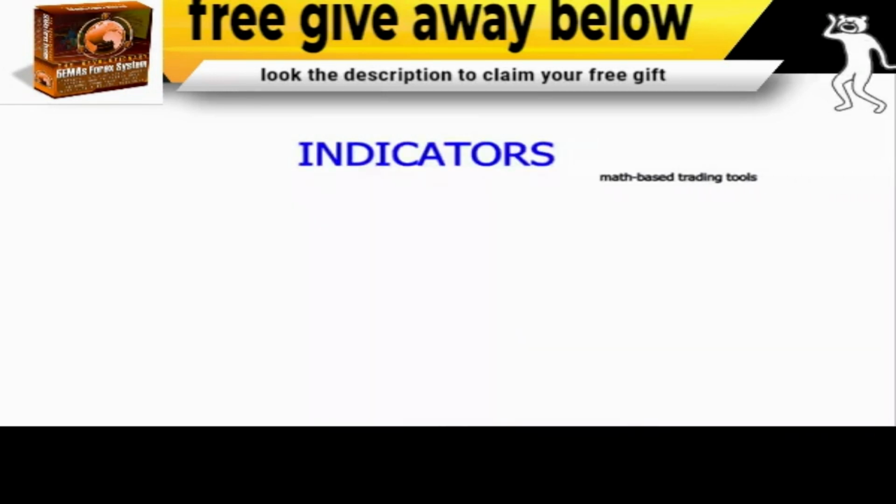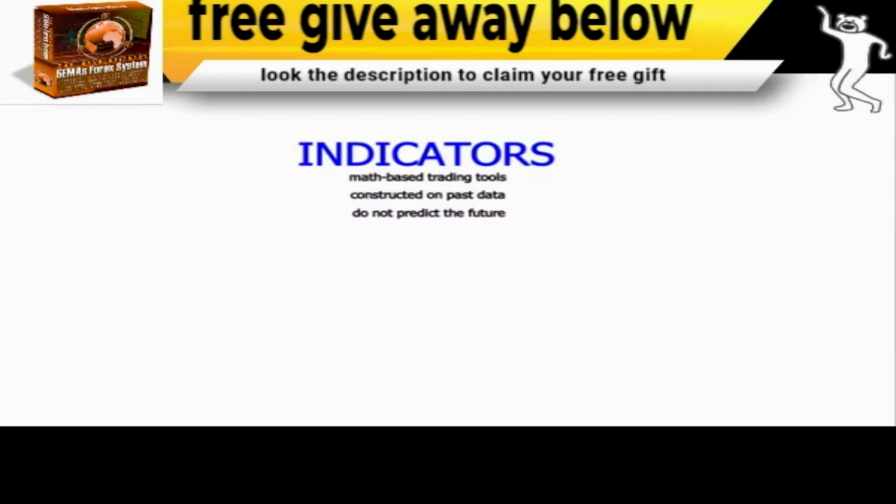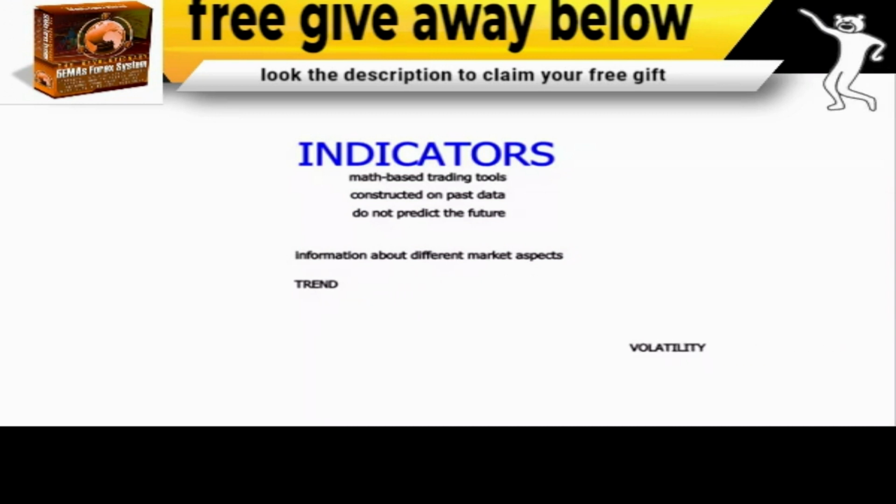Traders and market analysts can use these tools in an attempt to determine the most likely future price evolution. Historical data and statistical models can also be used in developing different trading strategies. All indicators have in common the fact that they are constructed using past data. They are not designed to predict future prices. Indicators can offer information about trend, volatility, momentum, or other relevant market aspects. Usually they offer one-dimensional data about past prices.